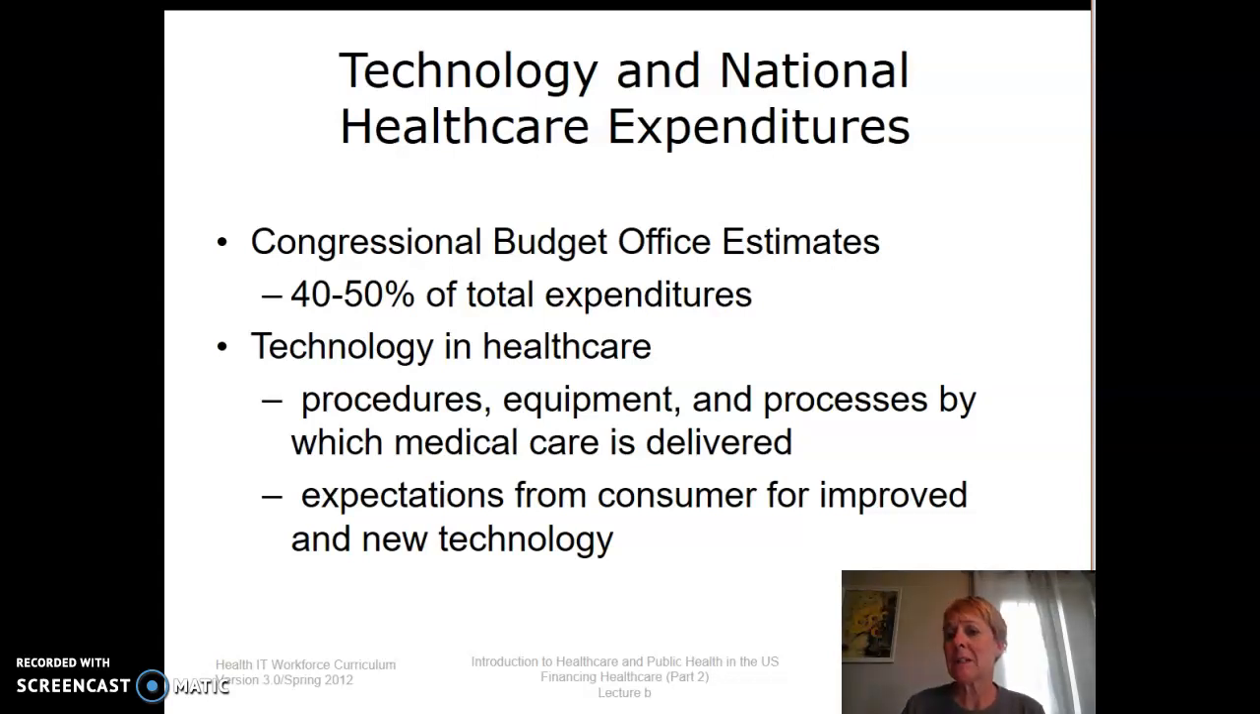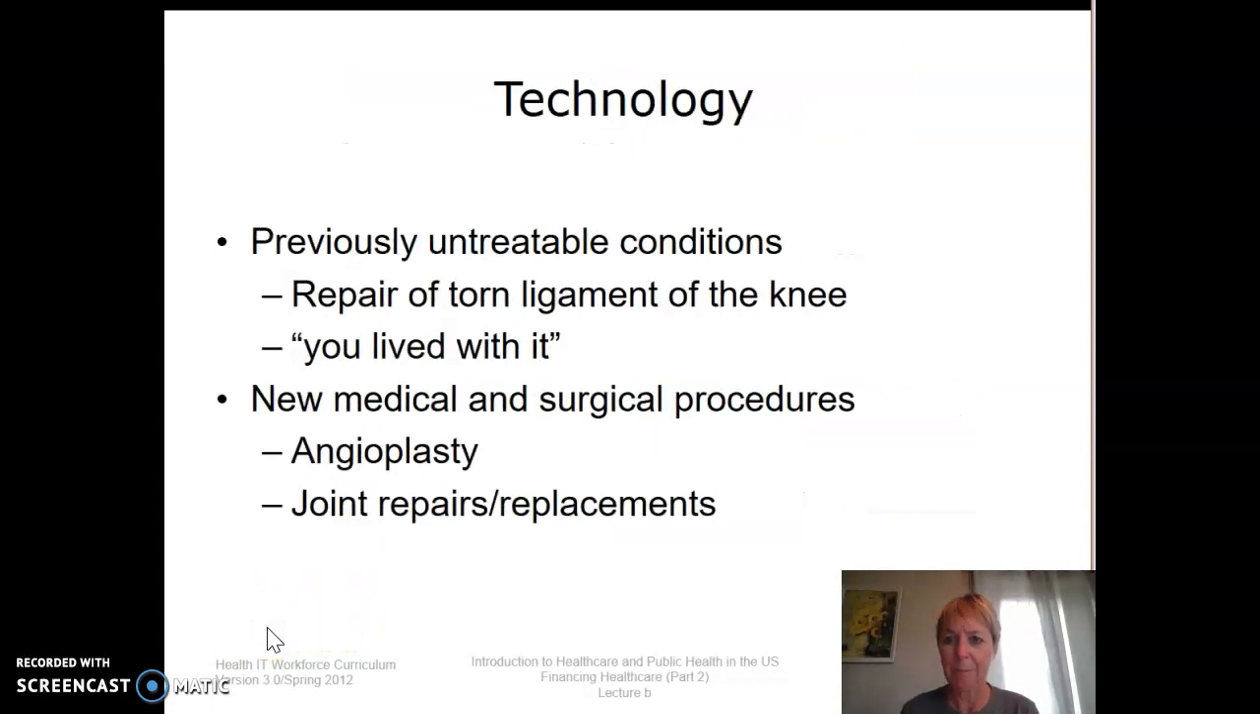And when they talk about technology as being part of that expenditure, that's the cost of procedures that we do, the equipment that we use, and the processes by which we deliver our care. And as I told you earlier in this course, the expectation from me, the consumer, is we want the best and the latest technology, which continues to drive up healthcare cost.